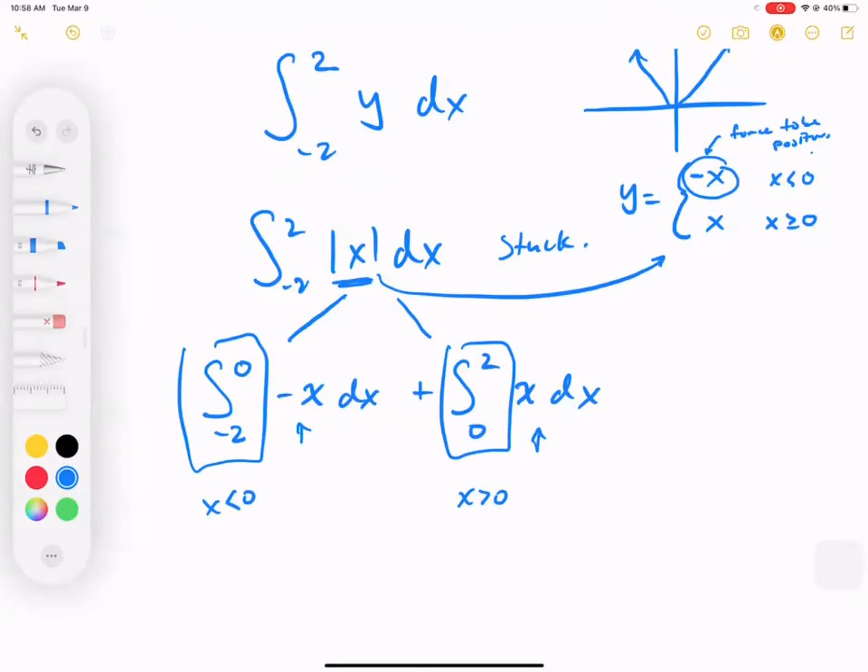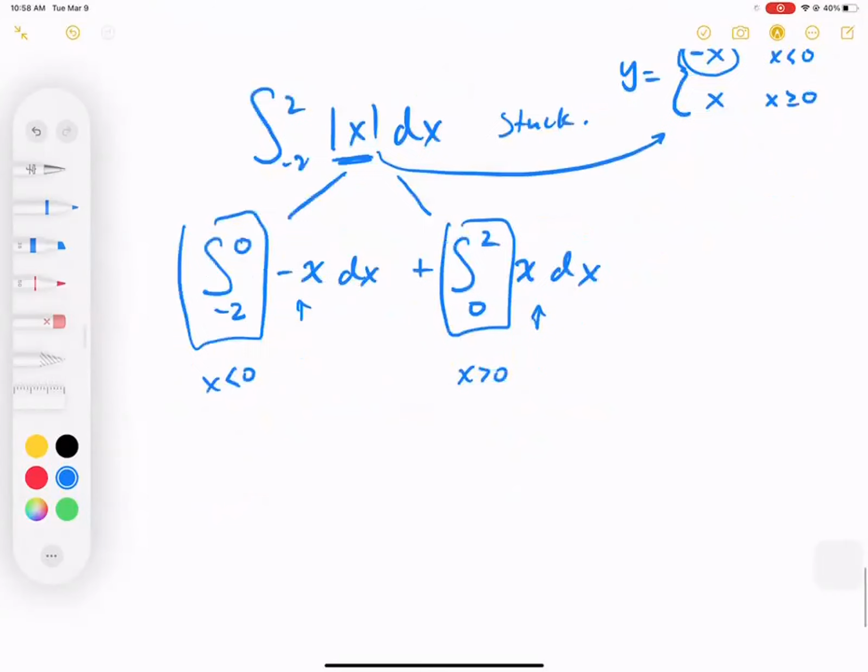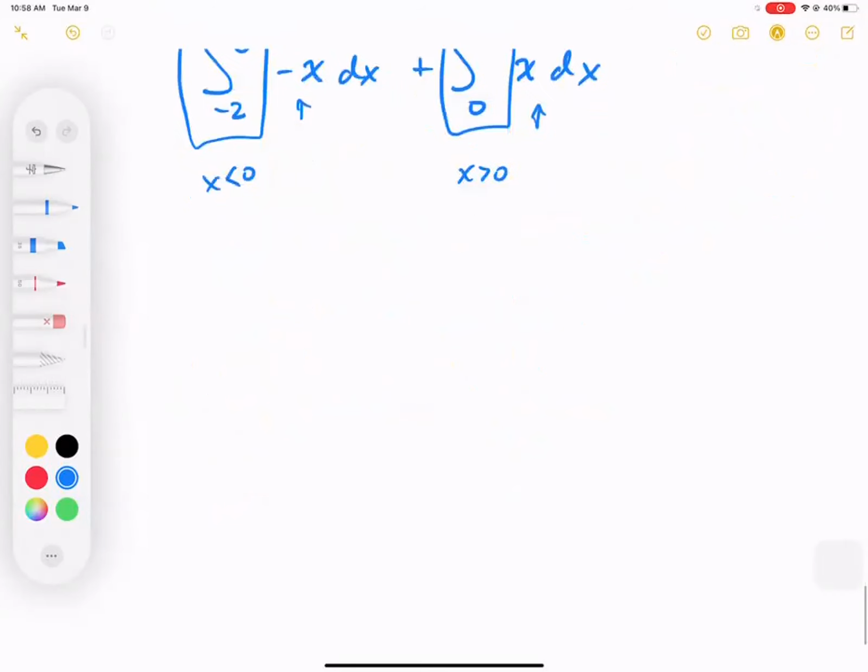So why is this a problem for us? Because also here is the case when it comes to the derivative. What's the derivative of the absolute value of x? Do we learn any rules about the derivative of absolute values?